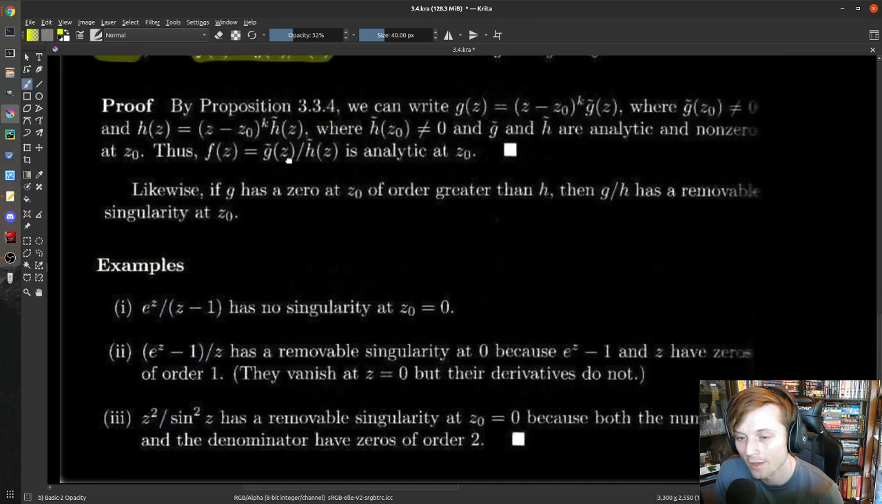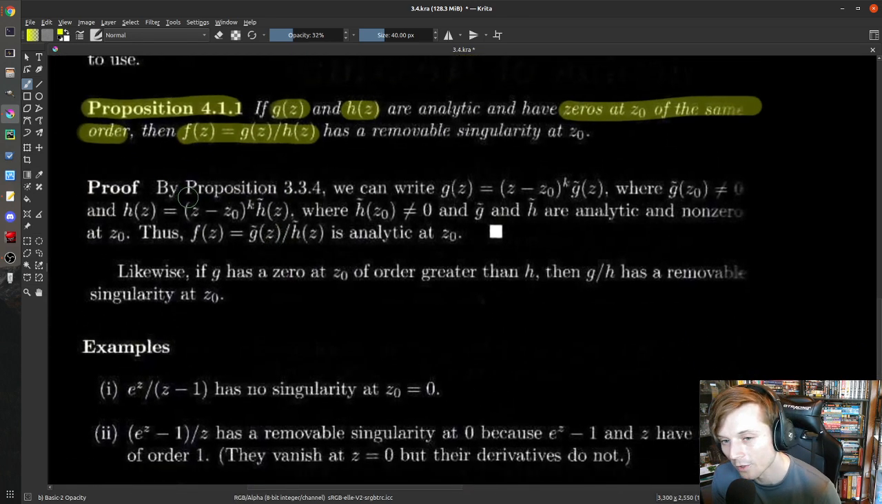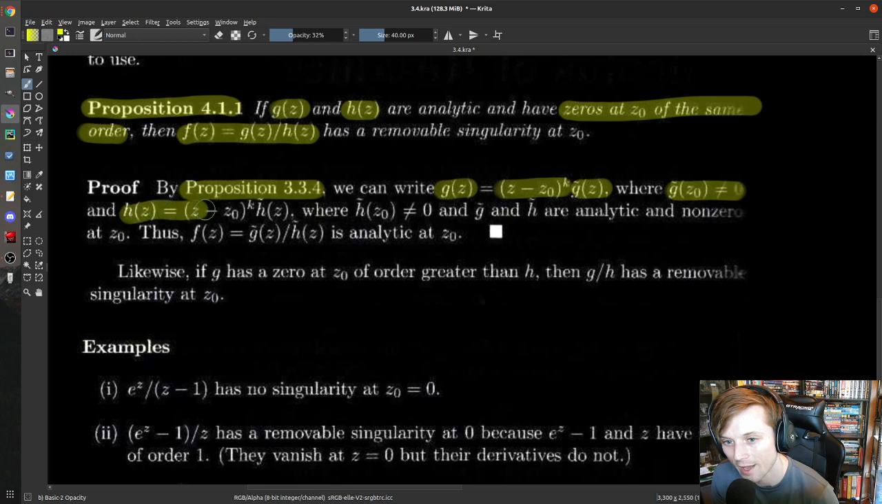Fair enough. So if you want to see this, the proof is super simple. By proposition 3.3.4, you can write g as (z minus c naught) to the k times g tilde of z, where g tilde of z naught is non-zero. And you can do the same for h, with h tilde, and h tilde of z naught is non-zero, so g tilde and h tilde are analytic and non-zero.